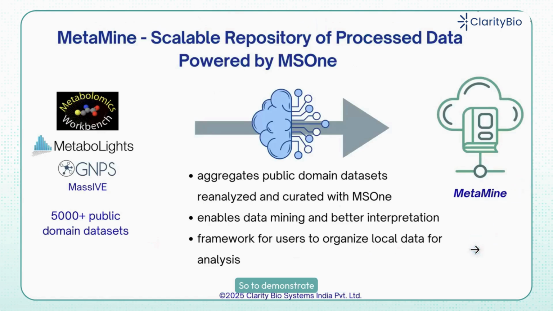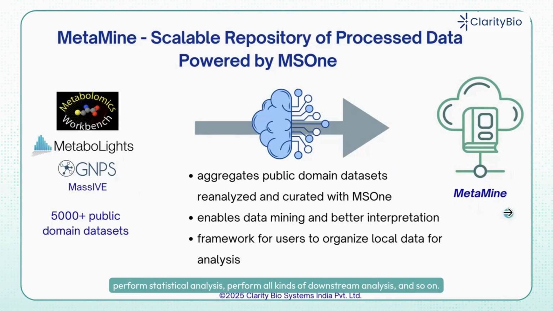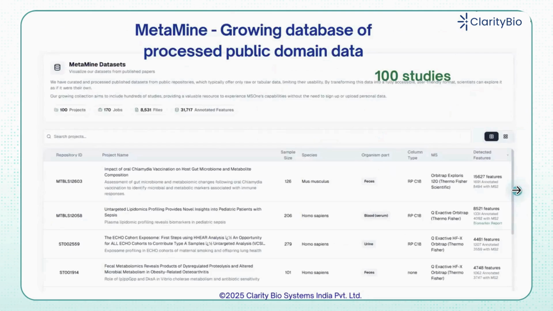To demonstrate the capability of the software, we have analyzed a really large number of data sets, almost 100 data sets from public domain repositories. And this pre-processed data is now available in MetaMine. So one can go into this and explore the data sets, perform statistical analysis, perform all kinds of downstream analysis, and so on. These are the 100 studies.